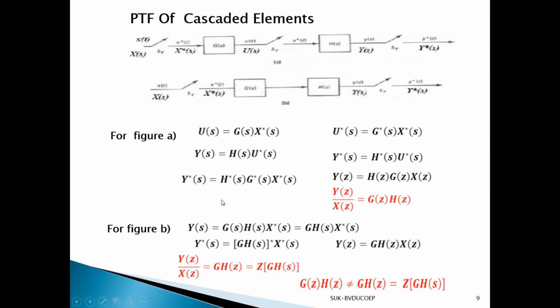Therefore, if I take the transfer function output upon input, Y(z) upon X(z) is GH(z), or Z transform of GH(s). Now you can see this GH(z) and this last is G(z)H(z). So both are not the same. G(z)H(z) and GH(z) both are not the same. So here the sampler is absent. So please remember this correctly while doing the cascade and where the sampler is put. When the sampler is not there, you directly multiply. If the sampler is there, you have to take the Z transform and then calculate.